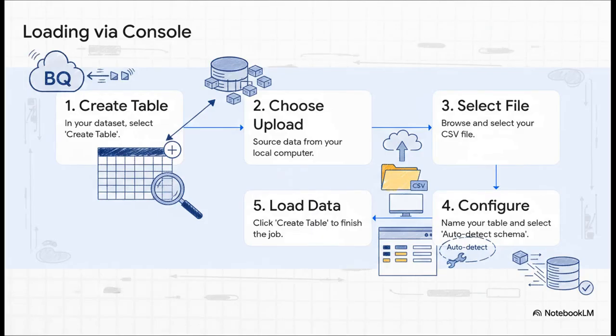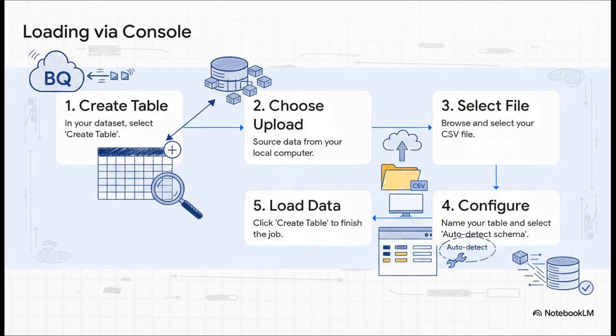And it is literally this easy. You just go to your dataset, which is really just a folder for your tables. You click Create Table, and you choose to upload a file. You pick your file, you give the new table a name, and here's the magic part. You tell BigQuery to auto-detect the schema. The schema is just the blueprint for your table, and BigQuery is smart enough to read the header row of your CSV and figure out all the column names and data types for you.